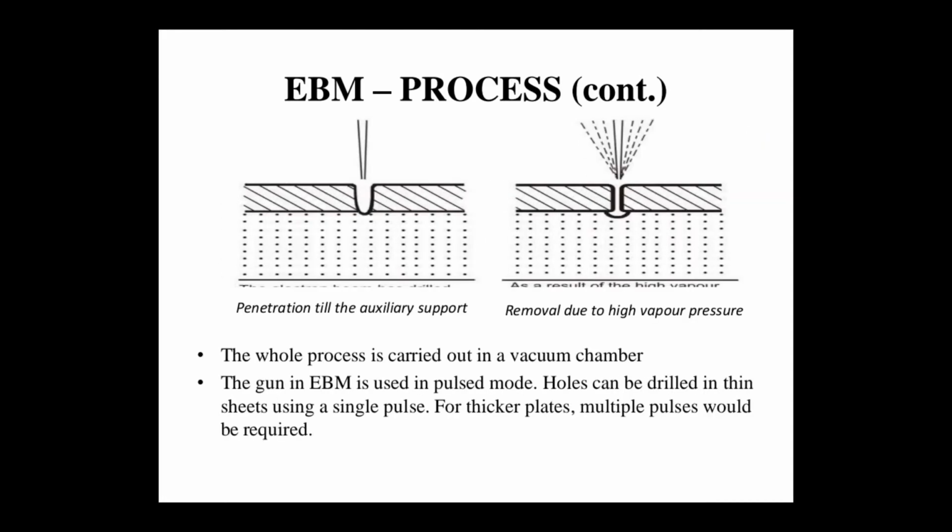The whole process is carried out in the vacuum chamber, and the EBM gun is used in pulse mode. Holes can be drilled in thin sheets using a single pulse. For thicker plates, multiple pulses would be required. Again, in this diagram I have shown the penetration till the auxiliary support. So you can see how the hole is produced and how removal of material happens due to the high vapor pressure.